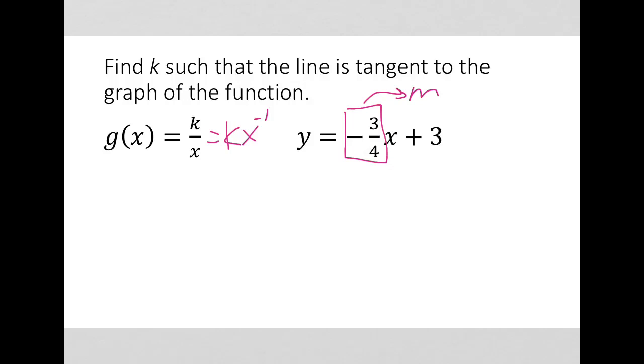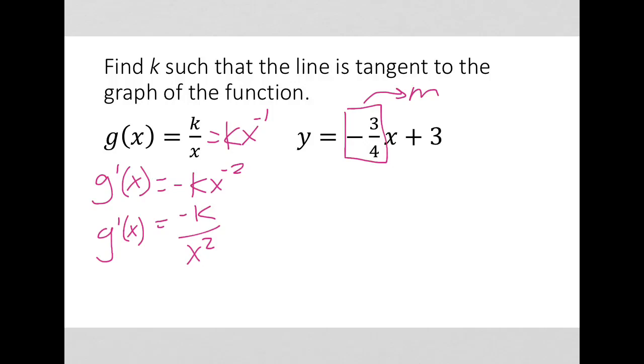Let's go ahead and do the same thing as before, and let's find the derivative g prime of x. So using the power rule, I'm going to get negative k times x to the negative second, which is negative k over x squared, as my g prime of x function. And I need g prime of my x value, whatever it is, to equal my slope at that x value, m. So I need negative k over x squared to equal negative 3 over 4.